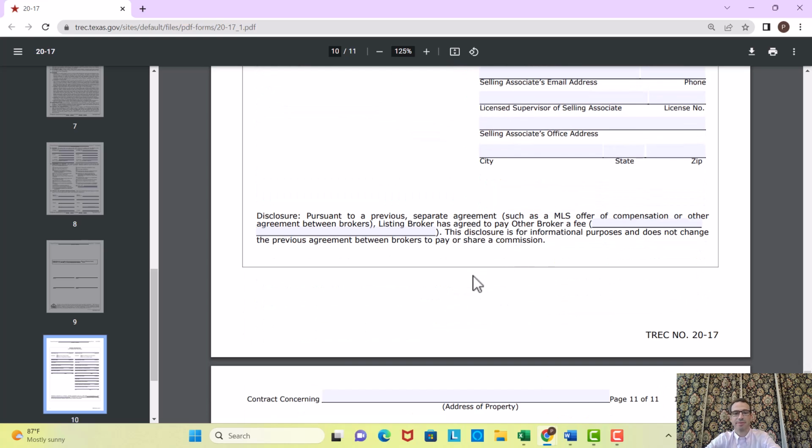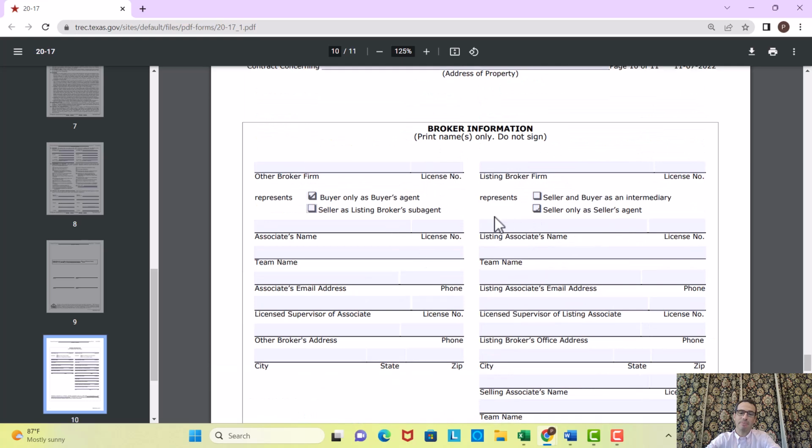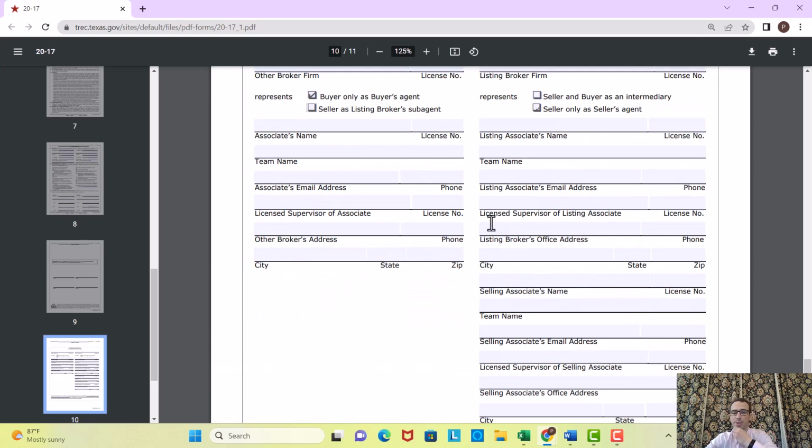And then you normally see 3% here in residential transactions. And I think a lot of people get confused. This is not a commission. This is not a binding commission agreement between the brokers.